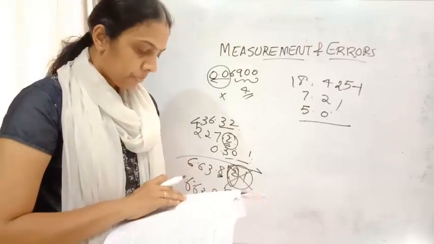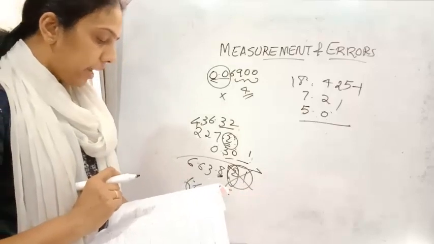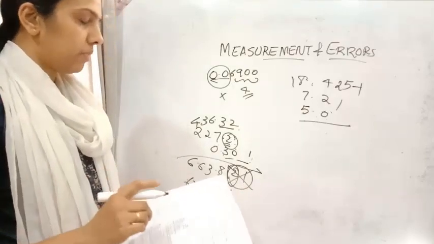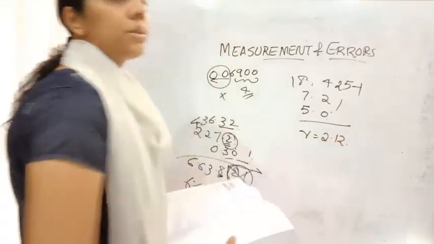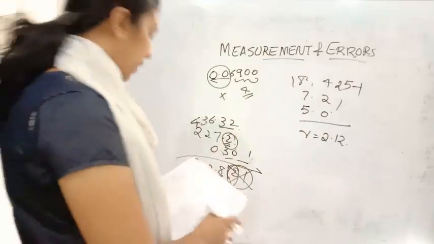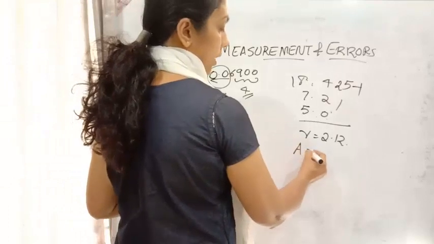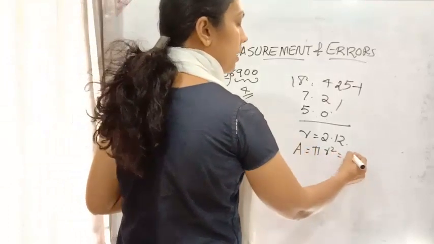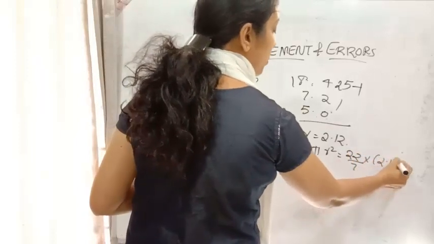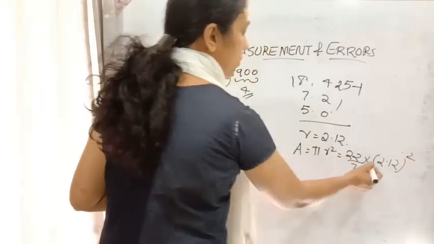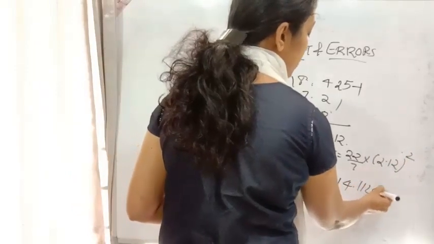Next question: the radius of a circle is 2.12 meter. Find its area according to the rule of significant figures. The radius is given as 2.12. So area means pi r square. Here 22 by 7 into 2.12, the whole square, we should consider. So here we will get the answer as 14.1124. This will be the answer.